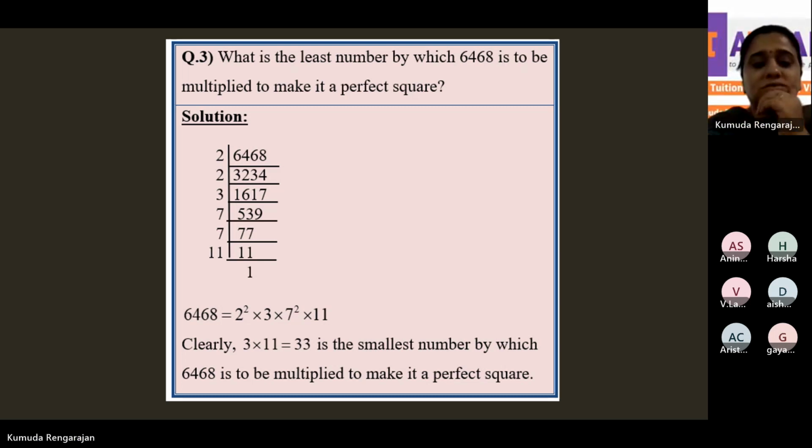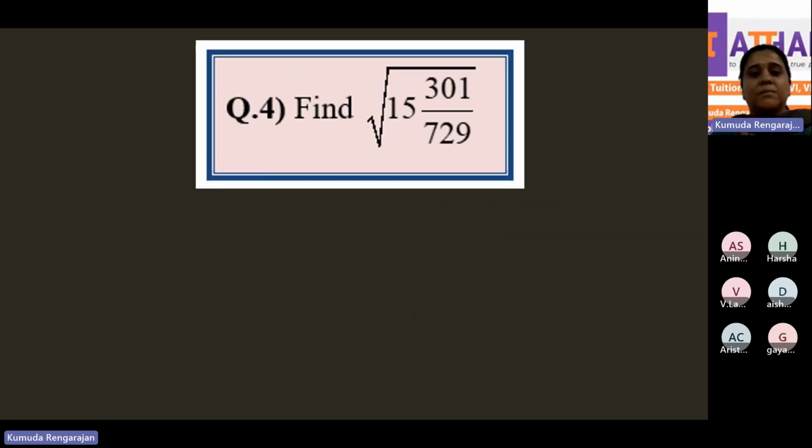So 33, because 3 and 11 do not occur in pairs. So 33 is the smallest number by which it should be multiplied to make it a perfect square. All right. Very good.